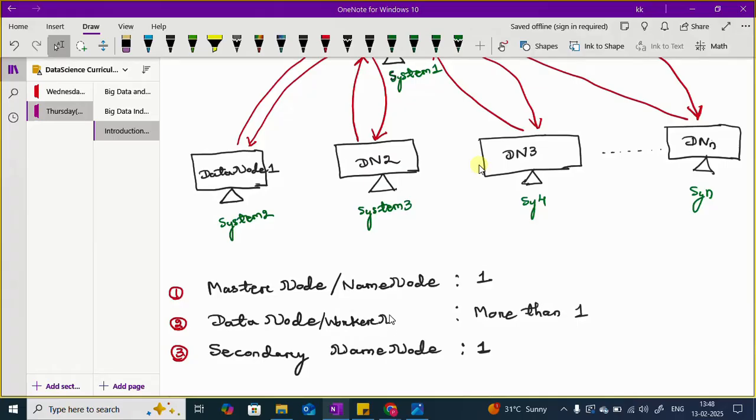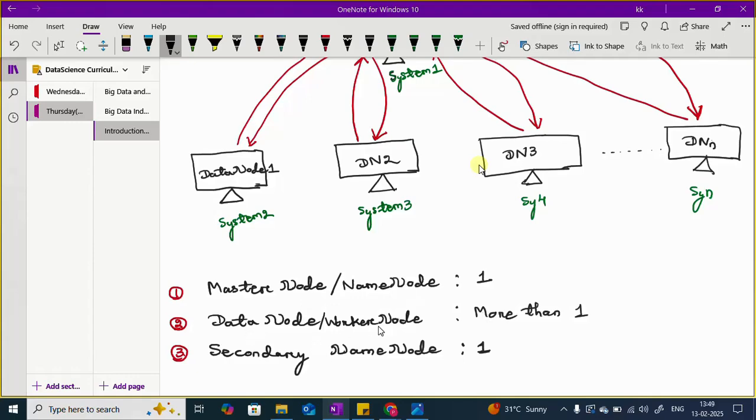Worker node. Whenever I'm telling worker node, it's not confusing. It means I'm telling data node. Whenever I'm telling master node, you should not worry, you should not be confused. That means I'm talking about the name node only. So name node, master node, all are the same. Data node, worker node, all are the same.